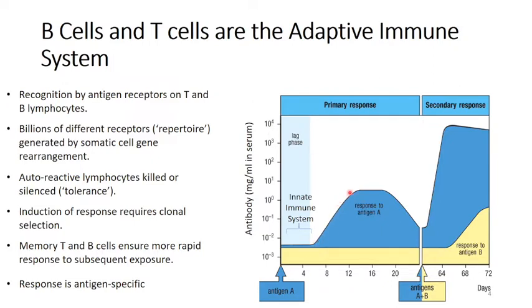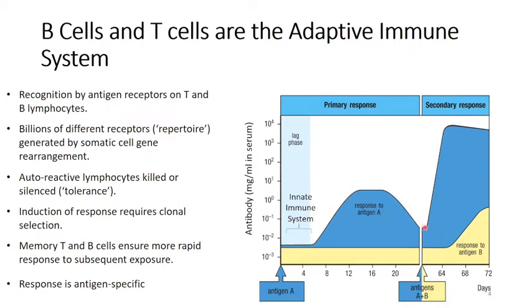It starts to increase in titer. This is a log scale. And then it will reach a plateau. Those antibodies and the T cells will start to affect removal of the pathogen. Gradually, those lymphocytes are killed off because they're not needed anymore. And gradually, the titer of the antibody goes down again. And you'll have a baseline of antibody that's a little higher than it was before, but it's maintained at a slightly higher level.